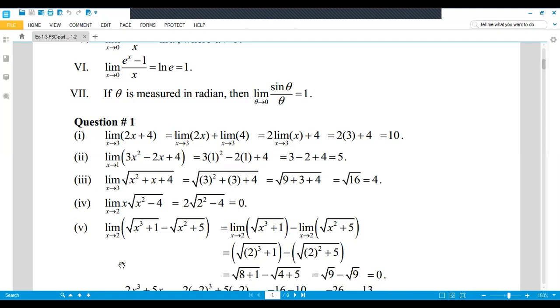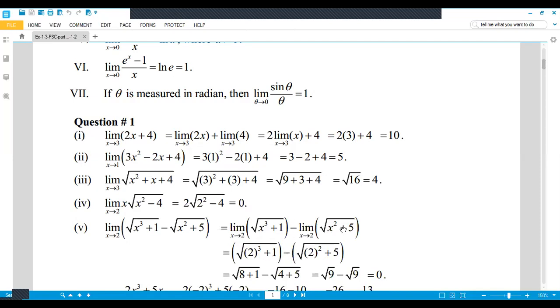Now come to the next part, part 5. Limit x approaches 2, under root x cube plus 1 minus under root x square plus 5. So first we apply the limit in this first under root, and then the minus sign, then the limit applies in the second under root. So when we apply the limit on the first under root, where you find x, there you put 2. So 2 cube plus 1, and the minus sign as it is.